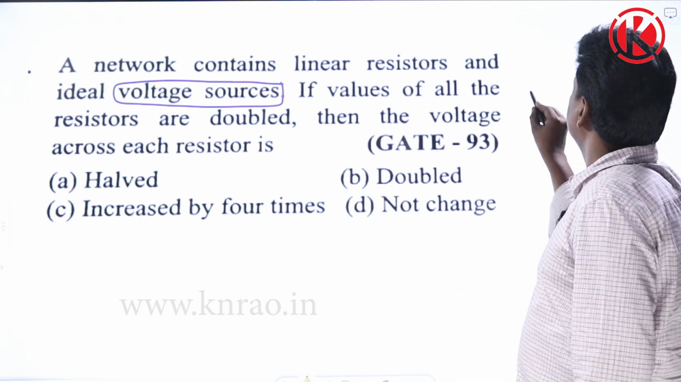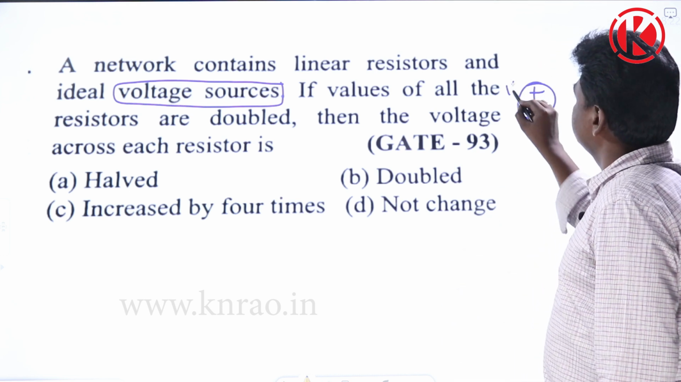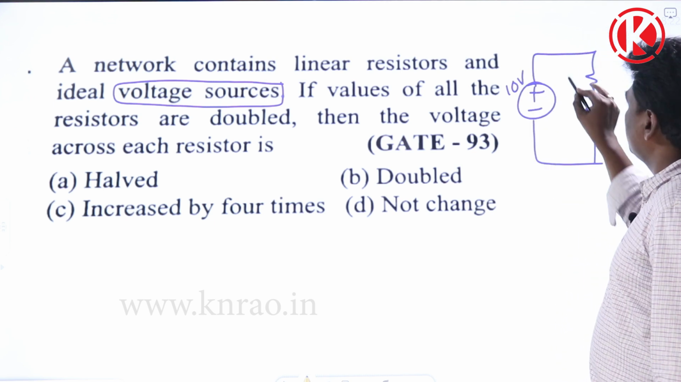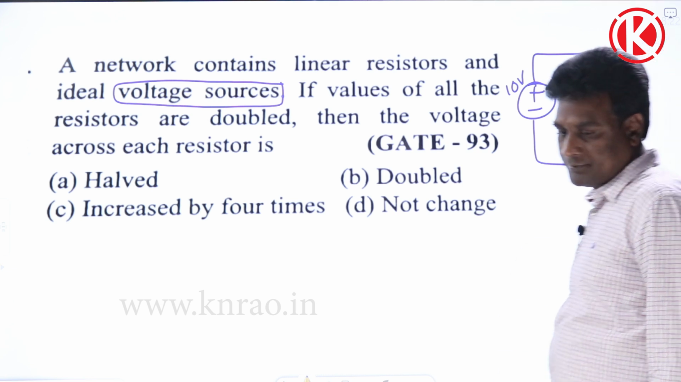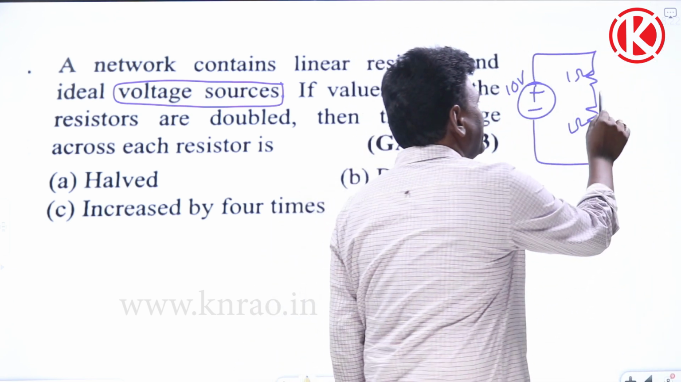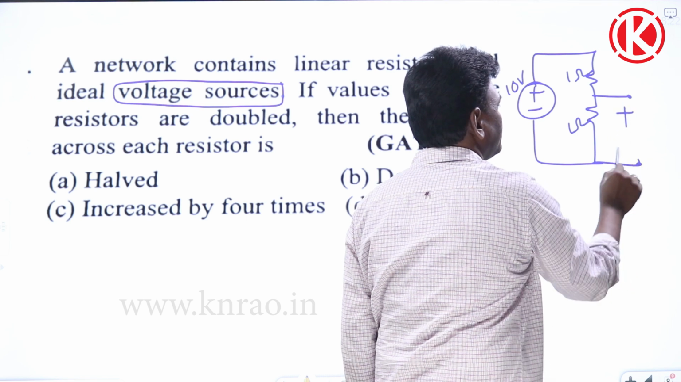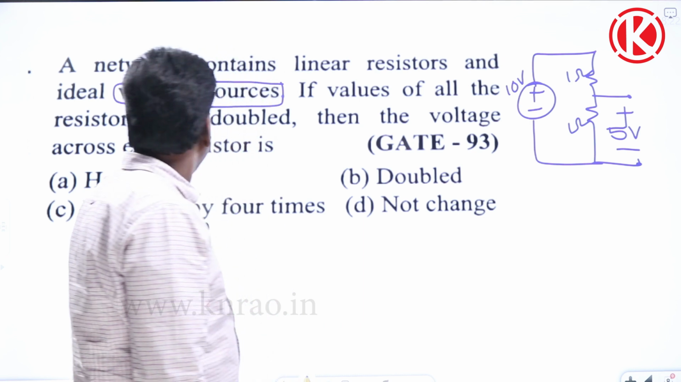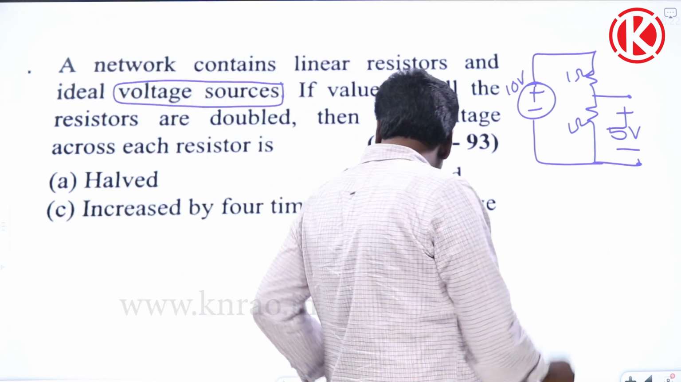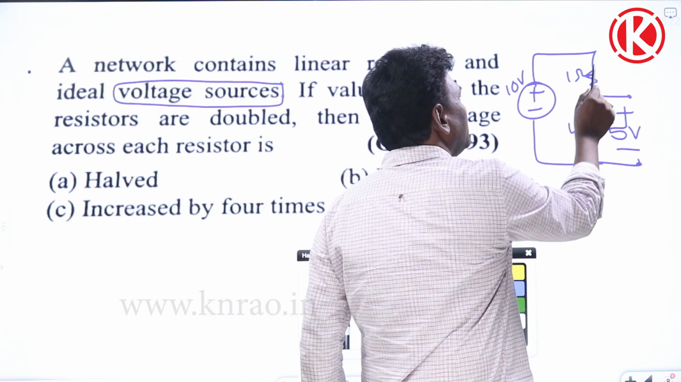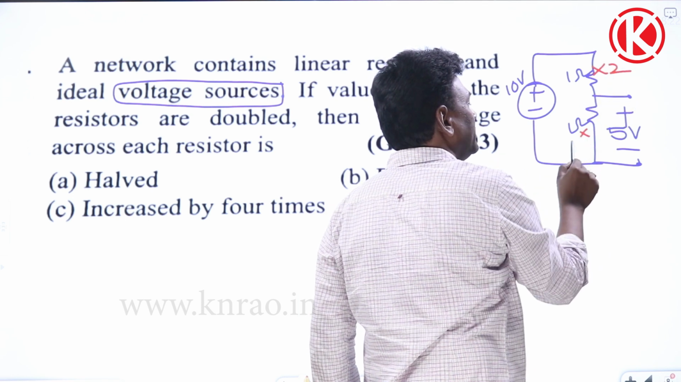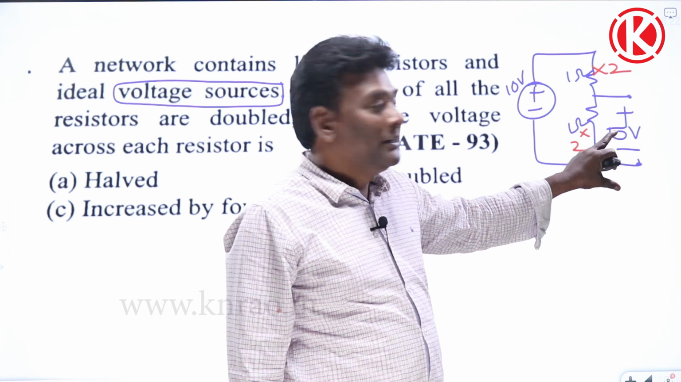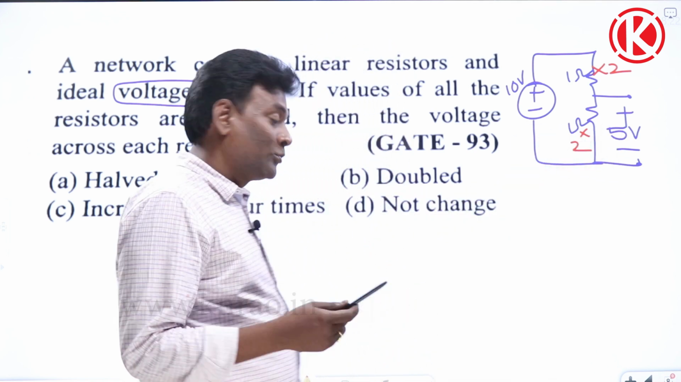Let me take one example. Maybe this is 10 volts. And here, let me think of 2 resistors of 1 ohm, 1 ohm. Okay. Now, how much is the voltage across this 1 ohm? 5 volts. Now, the voltage across each resistance, meaning that I am going to double this. If I double this to 2 ohms, if I double this to 2 ohms, then also voltage across that will be same.